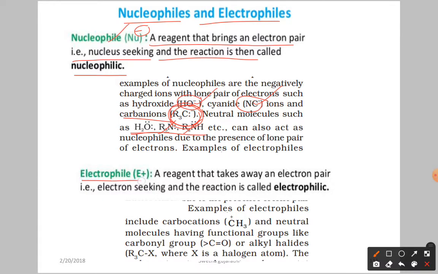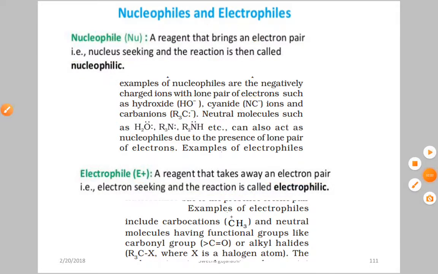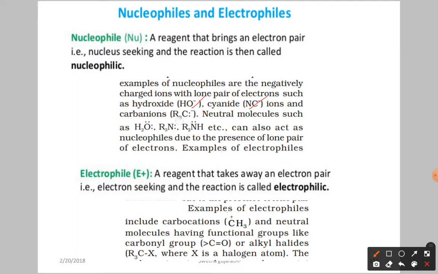Now what is the electrophile? Here we are going to symbolize it with E plus. So an electrophile is a reagent that takes away an electron pair, that is electron seeking, and the reaction is called electrophilic. Here we are using the word electron rich. Electron rich means, here you see OH minus, Cl minus, R C minus.